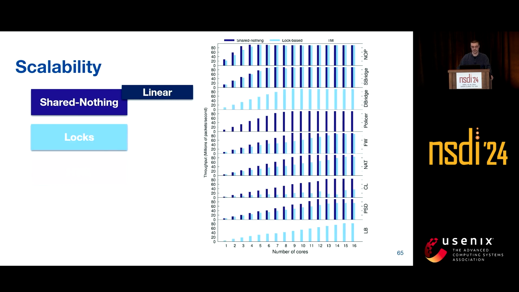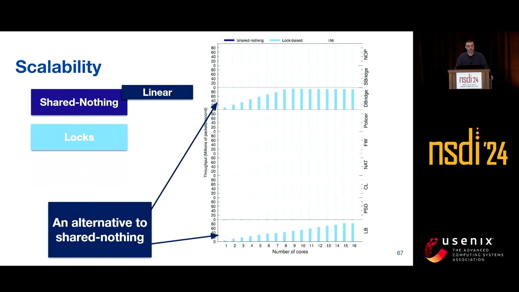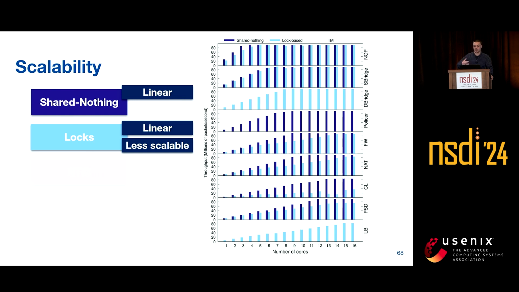Now let's take a look into the lock-based solutions. So this is, for the policer, what happens when every packet needs to write the state. The performance is abysmal. But in other cases, for example, for the dynamic bridge and the load balancer, they present as a very good alternative to shared nothing. All in all, the majority of the network functions, at least in a lock-based implementation, scale linearly with the number of cores, although in a less scalable way than the shared nothing ones.